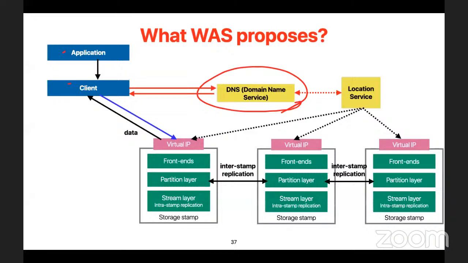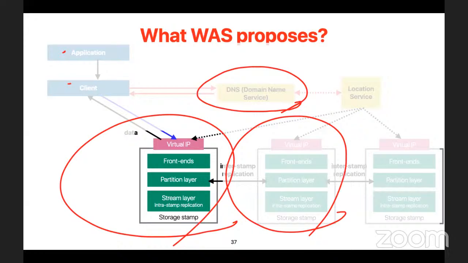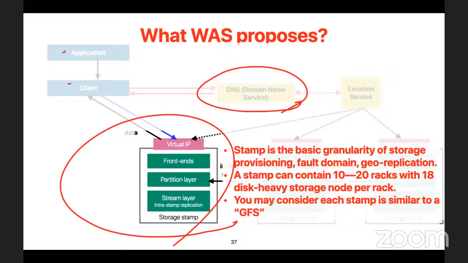Now, if you look at the design, they have a few storage stamps. And if you just look at the design of a single storage stamp, you will figure out its base is a granularity of storage provision for domain geo-replication. And a storage stamp is essentially 10 to 20 racks with 18 disk-heavy storage nodes per rack. And if you still don't get a feeling about what a storage stamp is, a storage stamp is essentially a Google file system.